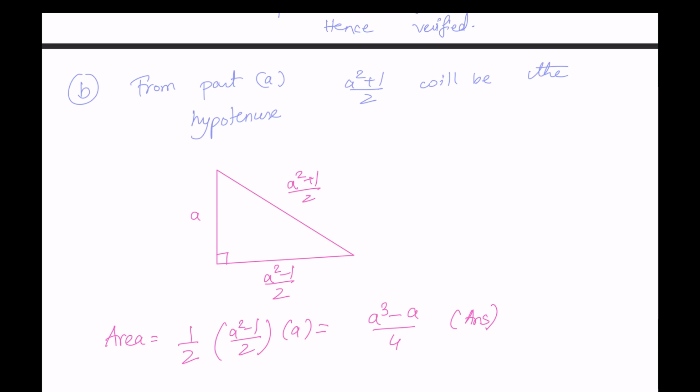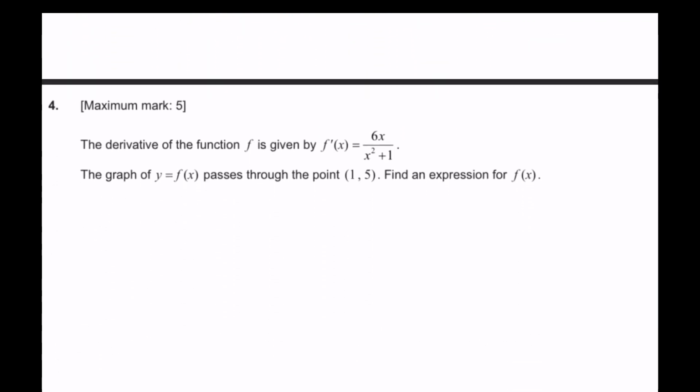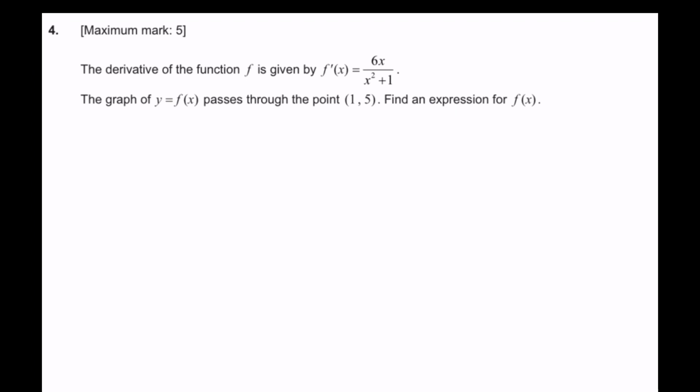Now moving on to the next question. The derivative of a function f is given by f dash x equals 6x by x square plus 1. The graph of y equals fx passes through the point 1 comma 5. And we have to find the expression of fx. So basically this is an integration problem, right? The f dash x is given as 6x by x square plus 1.